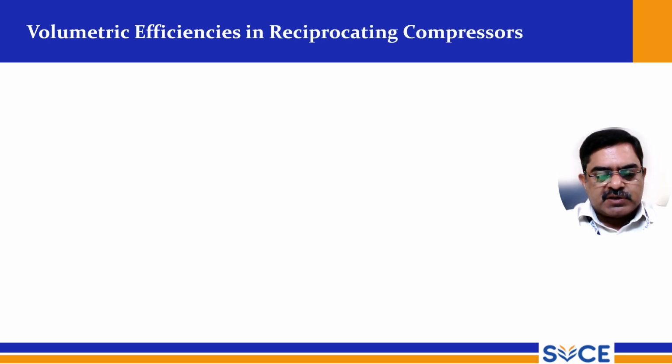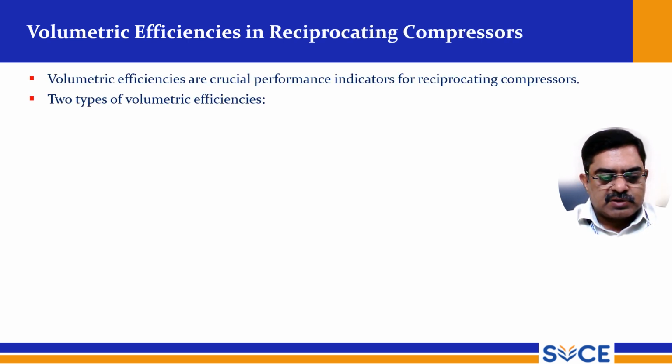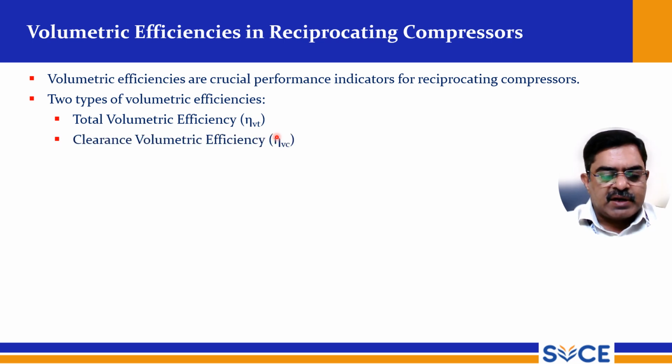So, volumetric efficiencies in reciprocating compressors. The volumetric efficiencies are crucial performance indicators for reciprocating compressors. The two types are total volumetric efficiency, known as eta Vt, and clearance volumetric efficiency, that is eta Vc.